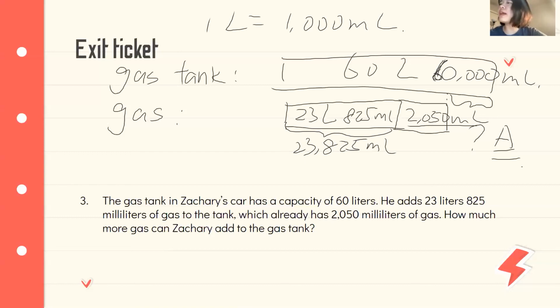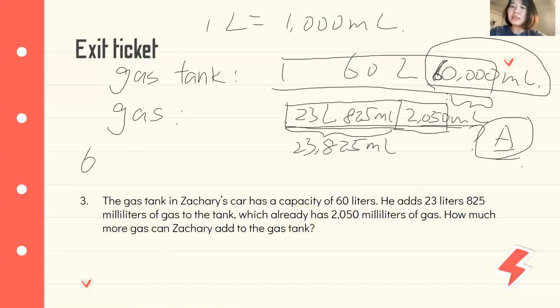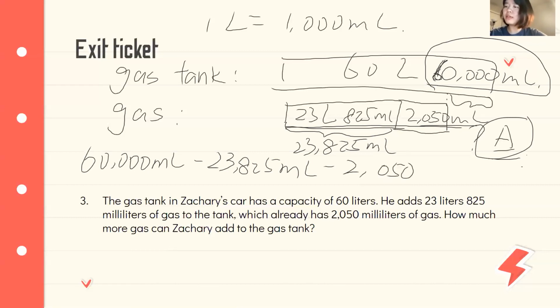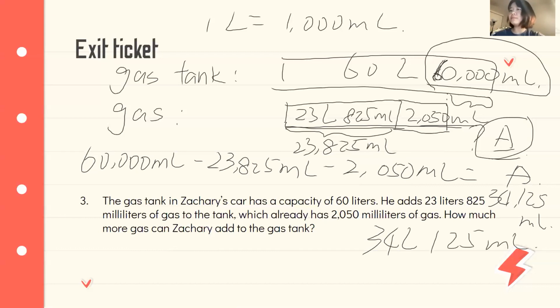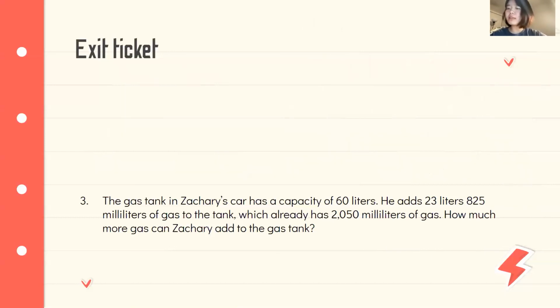Okay, so to be able to find the answer of letter A, we need to use this amount, which is 60 liters, to subtract these two numbers. So I will use 60,000 millimeters minus 23,825 millimeters and minus 2,050 millimeters. Then we can get letter A. And that gives us 34,125 millimeters. Or you can write it as 34 liter 125 millimeter. Okay, and that's all for the practice problems.